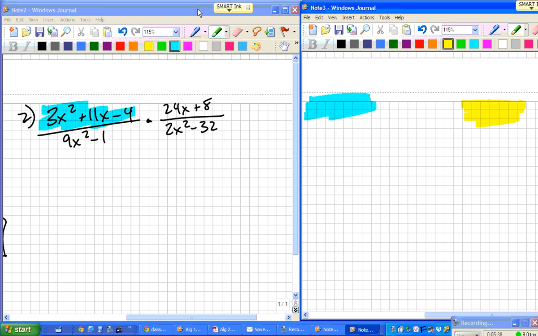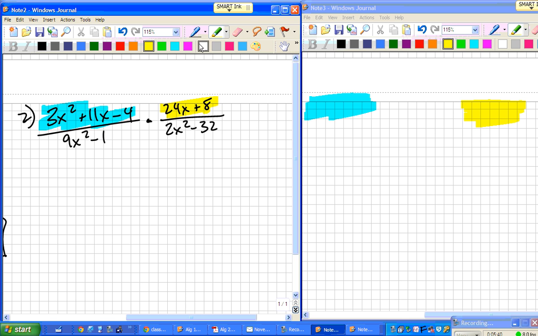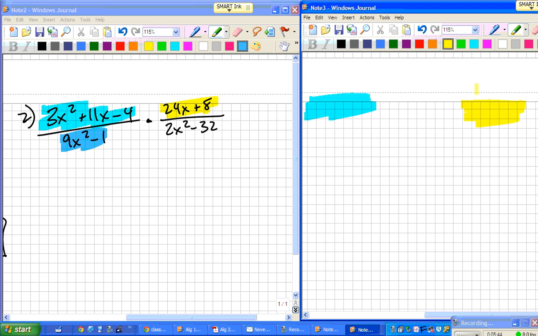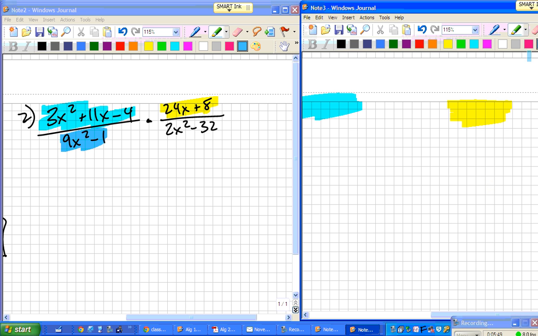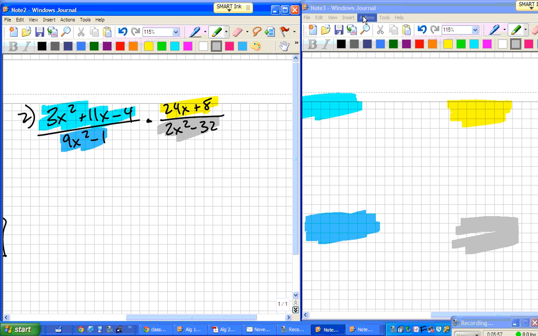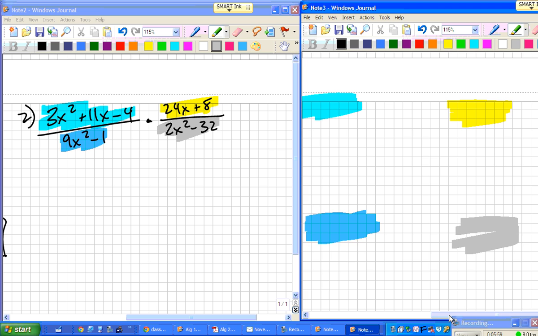Our next one. The key thing, guys, is just to make sure to make room for everything that you have to factor. Oh, can I reach the color I want? I think so. And then the gray one. All right, let's start our factoring.